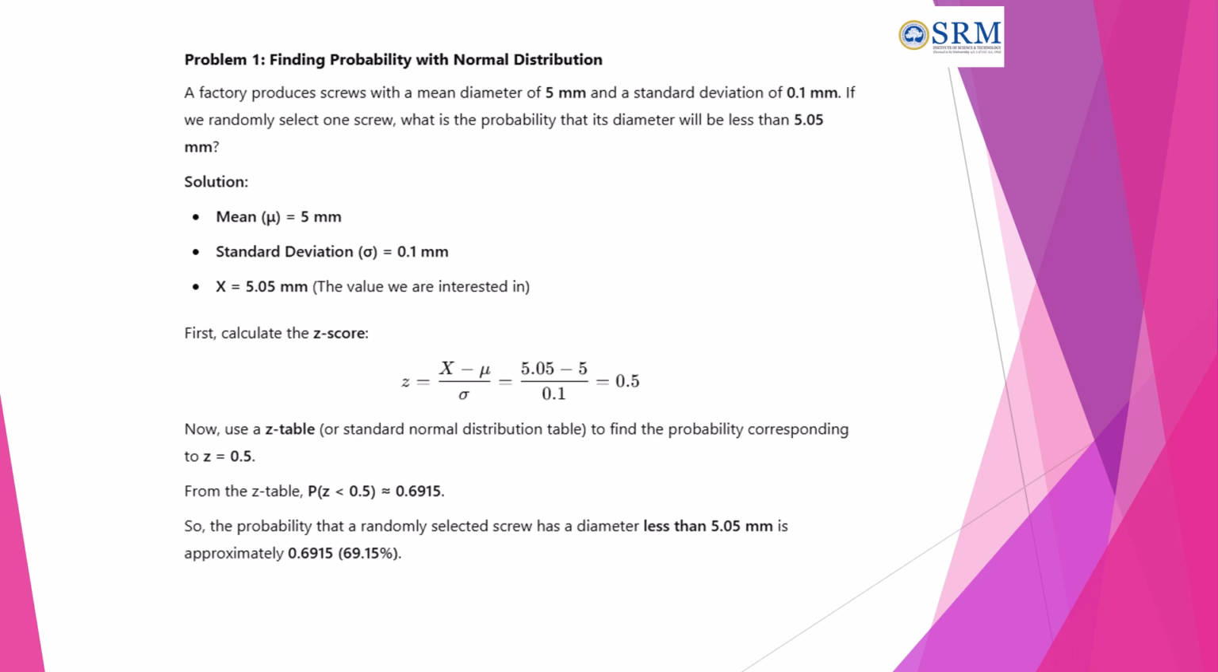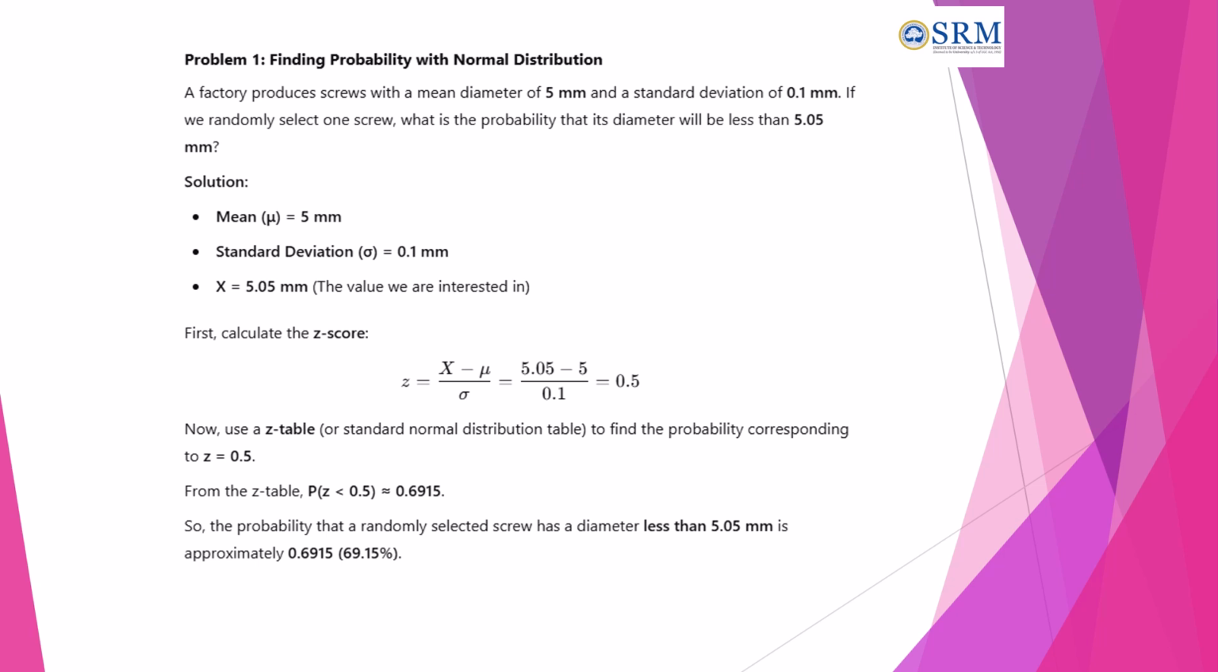First problem. Finding probabilities with normal distribution. Imagine a factory makes screws that are usually about 5 millimeters wide, but there is some small variation, so the size can be a little bigger or smaller. The average size is 5 millimeters and the size spreads out by about 0.1 mm.